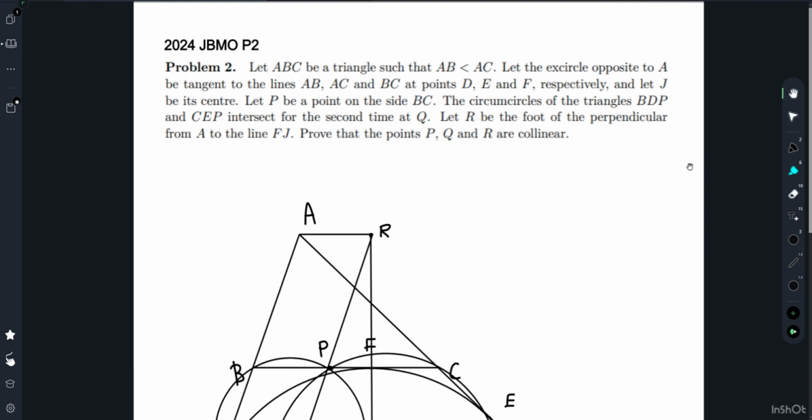The circumcircles of the triangles BDP and CEP intersect for the second time at Q. Let R be the foot of the perpendicular from A to line FJ. Prove that the points P, Q, and R are collinear.